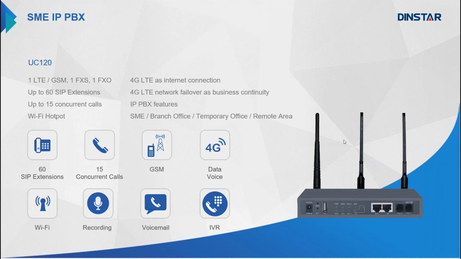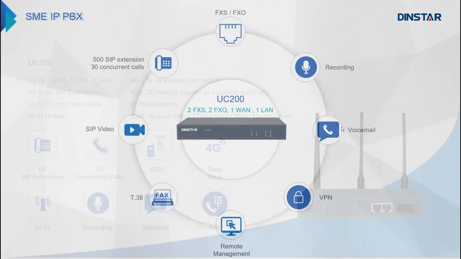Of course, we also offer Wi-Fi features, and we can offer, for example, call recording, voicemail, IVR, and so on. Sometimes we can use our UC120 to connect to each other and offer the IPBX features. Sometimes you can use the PBX to connect to your branch office in a different location, maybe a remote area or some temporary office and so on.